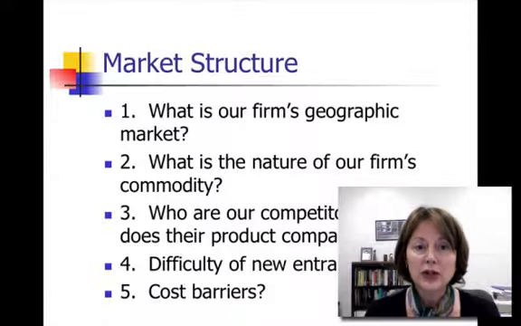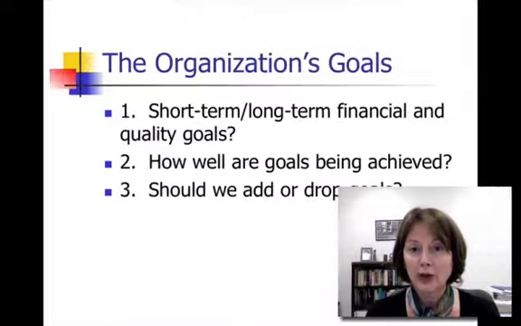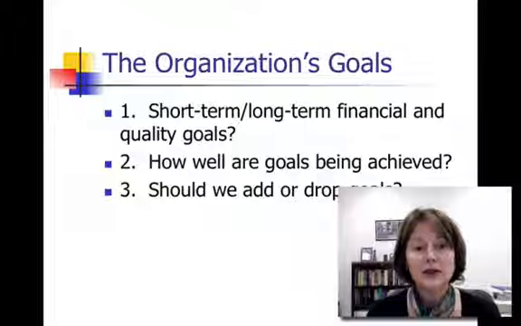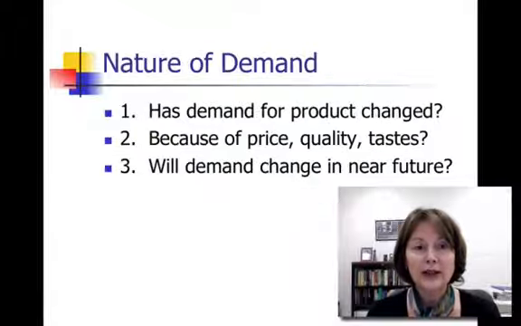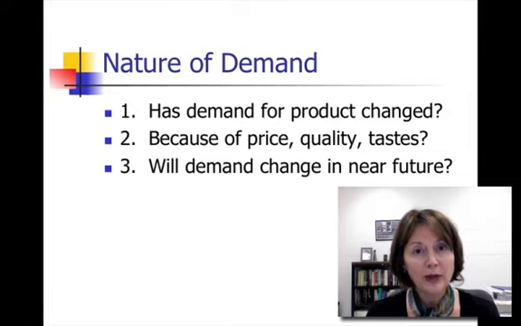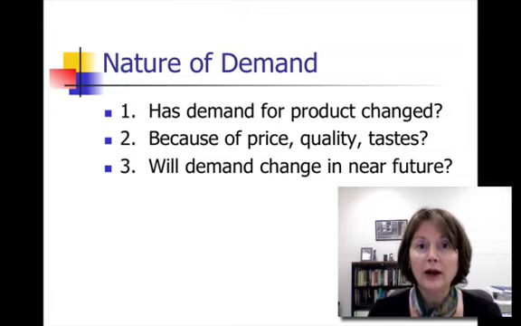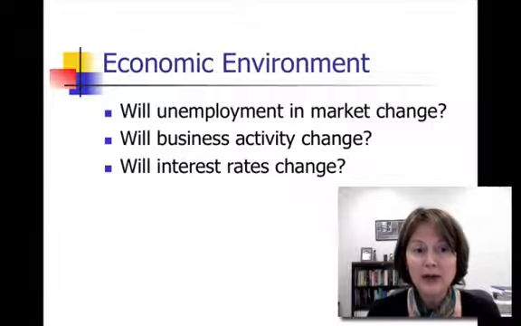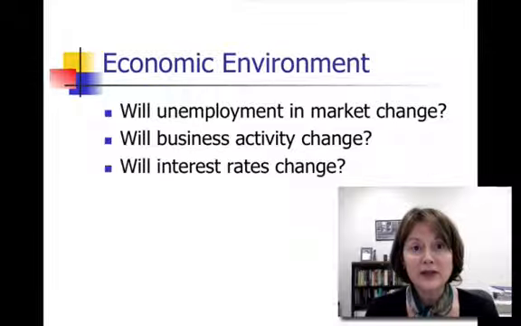So again, when you start to study your company, you're going to be interested in what kind of market structure exists, who their competitors are, what's the nature of the product, is it difficult for others to enter. You're going to look at organizational goals. What are the short-term goals of your company? Are they achieving their goals? Should they add or drop goals? You're going to look at the nature of the demand. Do people want the product anymore? Do newspapers appeal to young people? If not, why not? What are we going to do about it? The economic environment is certainly having a big effect on unemployment, the ability to get a job in the media firms, and job satisfaction in these companies.